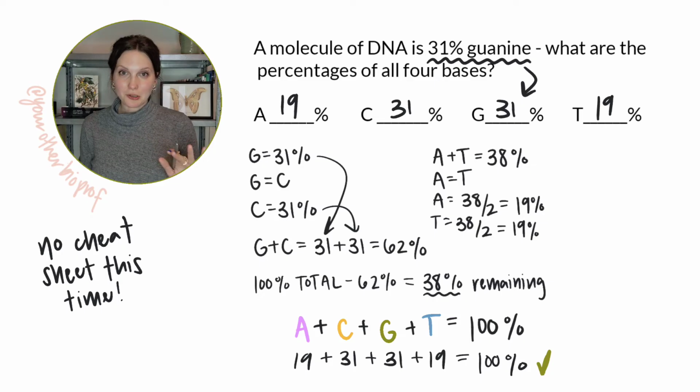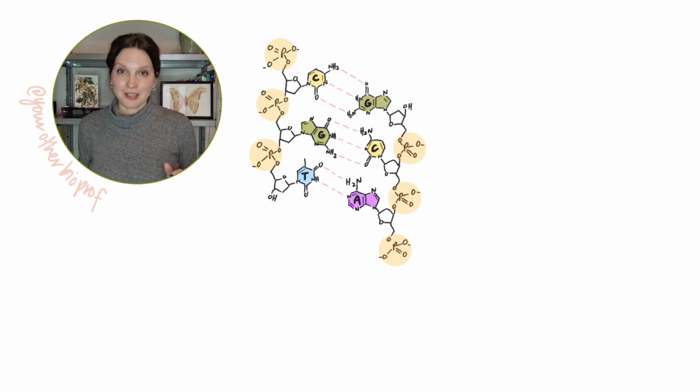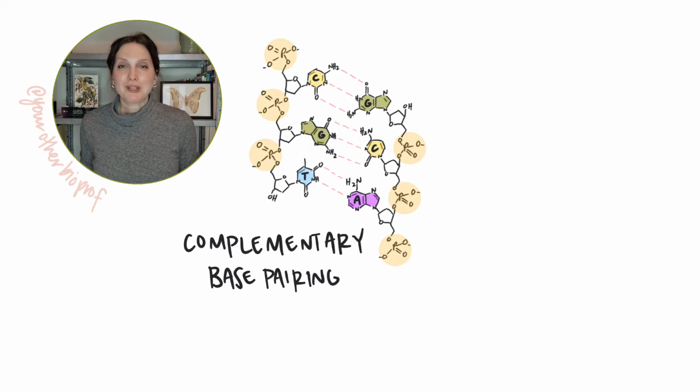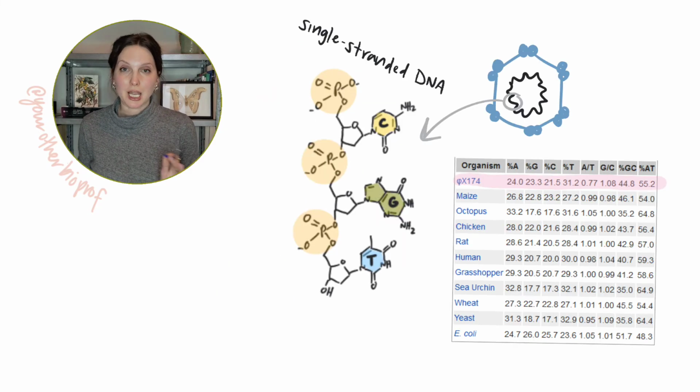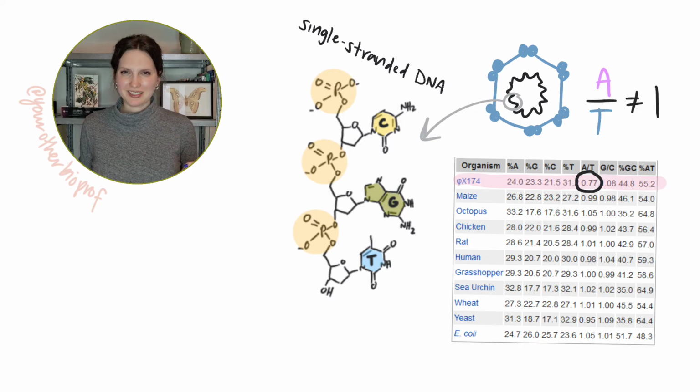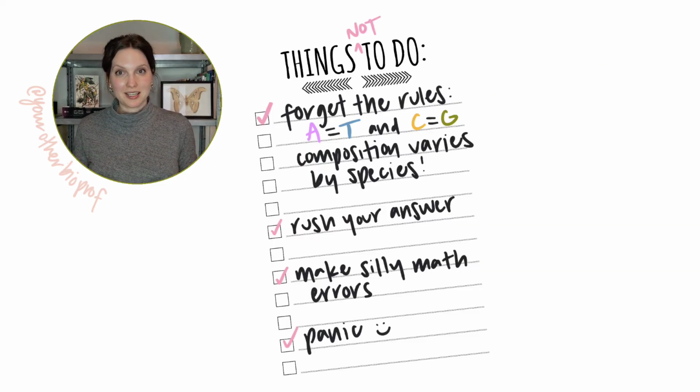Just in case somebody tries to get a little bit sneaky with you, there are exceptions to the rule. Chargaff didn't know this, but we do. This rule is based on complementary base pairing, which means it does not work with single-stranded genomes. In fact, Chargaff actually looked at a bacteriophage, a type of virus, that has a single-stranded DNA genome. And there he found that the ratio of A to T was 0.77, which is not even close to the 1 that you'd expect. So when you're tackling these problems, keep in mind A equals T, G equals C.